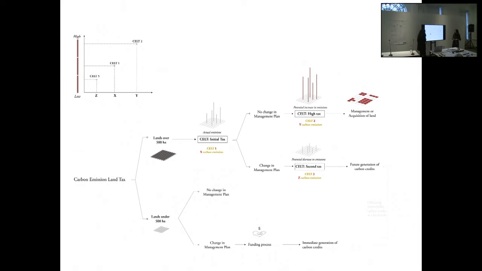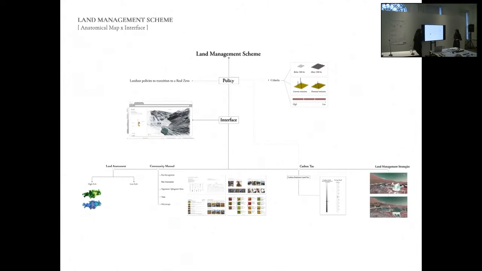As for lands below 500 hectares, if there's no change in management plan, no action is applied. However, if they change their management plan, they will be eligible for various funding schemes, either from the revenue collected from the tax or from existing funding schemes provided, for example, by the Scottish government. In this case, they could also immediately generate carbon credits. However, in both cases of carbon credit generation, they would only offset unavoidable carbon emissions at a local scale.